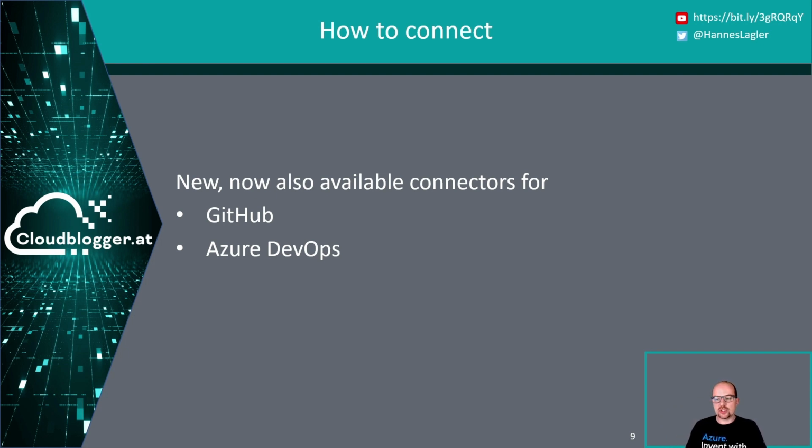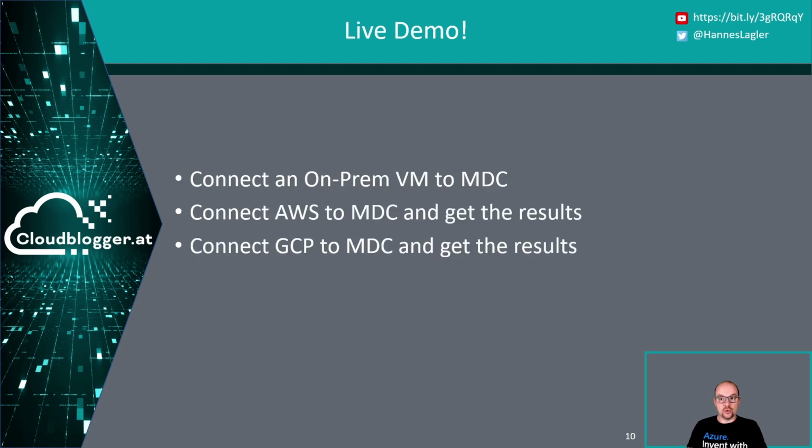And let's go ahead to the live demo. What we will do is, first of all, connect an on-premises environment and on-premises VM to Microsoft Defender for Cloud over Azure Arc. Then we go ahead and connect an AWS account to Microsoft Defender, and also enable the right Defender plan and wait till we get a result from the configured environment.